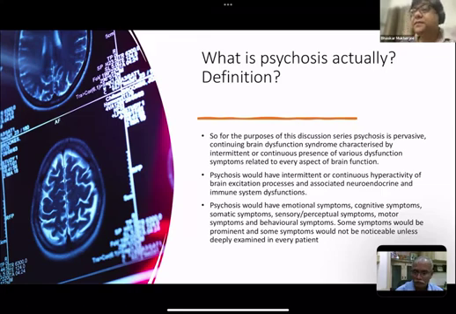Similarly, tardive dyskinesia and tardive movement disorders are also genetically predisposed in patients of psychosis. So these are the motor symptoms we'll be talking about later.